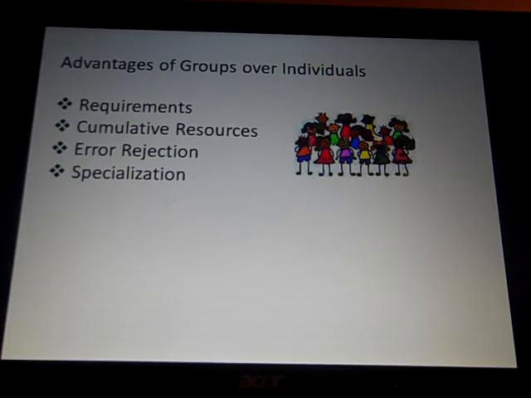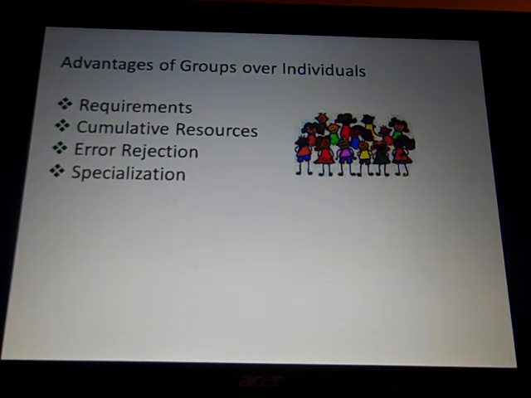Cumulative resources. A group has more knowledge than one person. I may be a smart guy, which I'm not, but is it better to have just one brain, or is it better to have 20 brains trying to complete a task? Yeah, it's better to have more than one person.